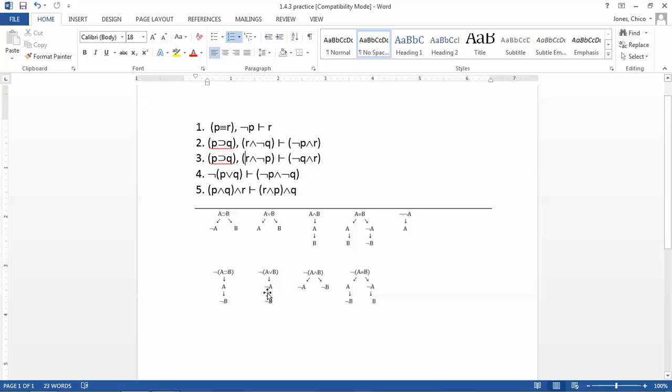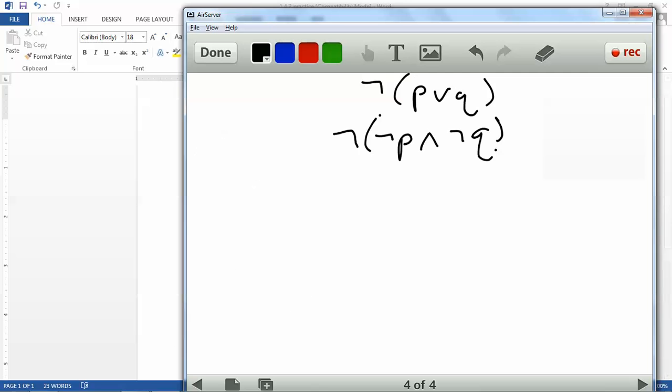because it goes straight down, right? Not A or B means that you don't have A and you don't have B. It's not the case that at least one of these things is true, so both of them are false. So looking at here, it would look like not P, not Q, check.